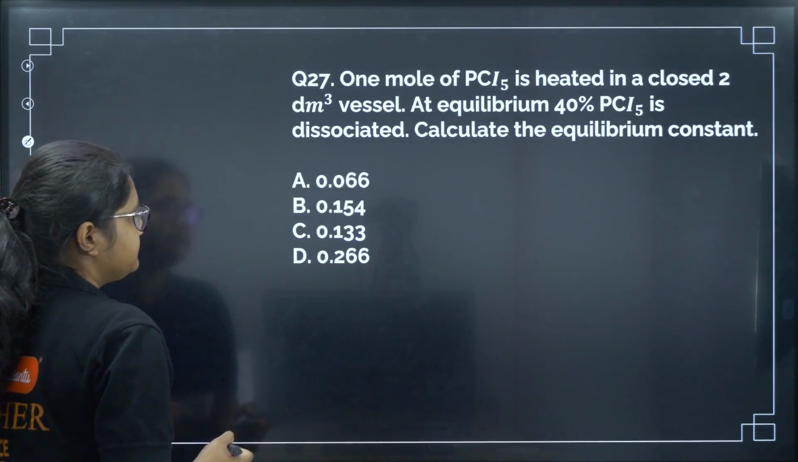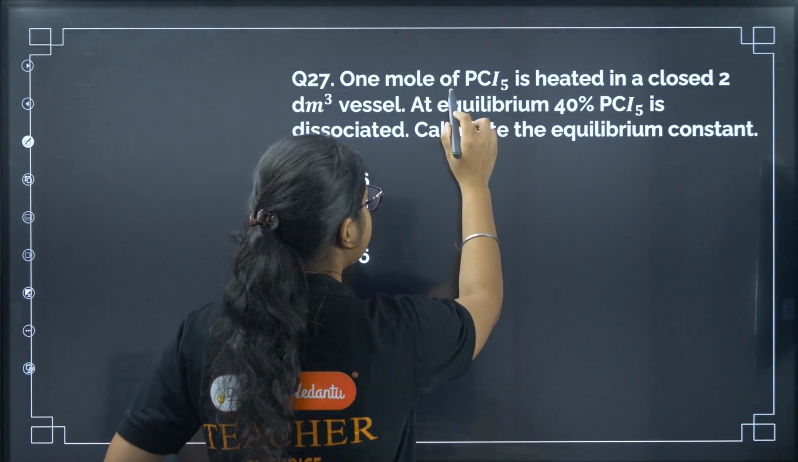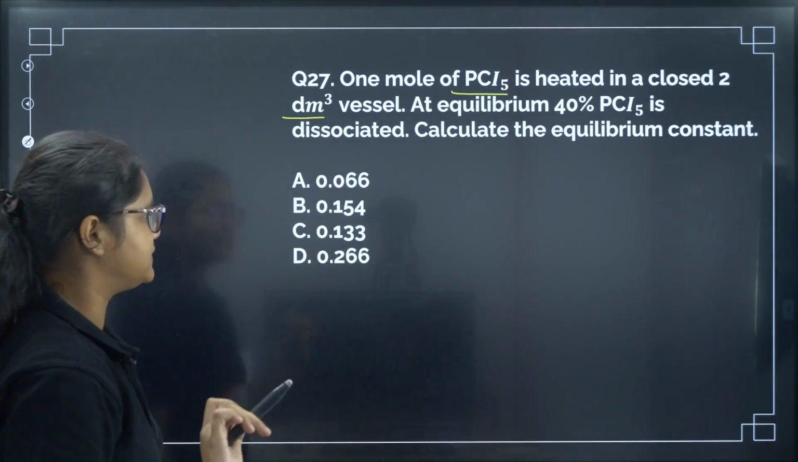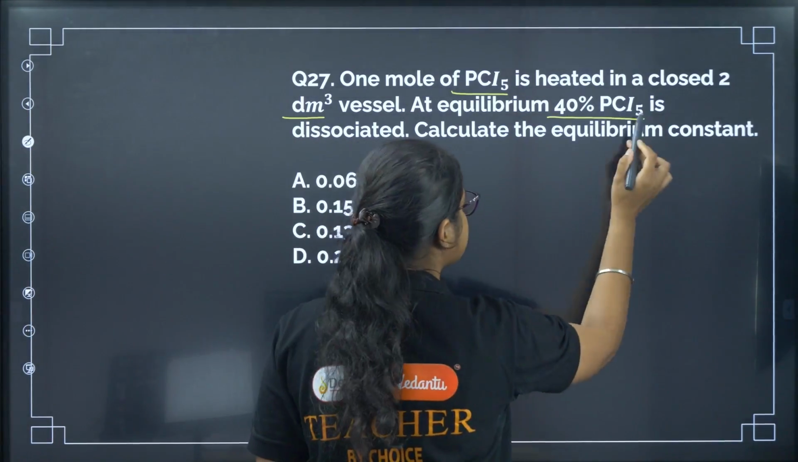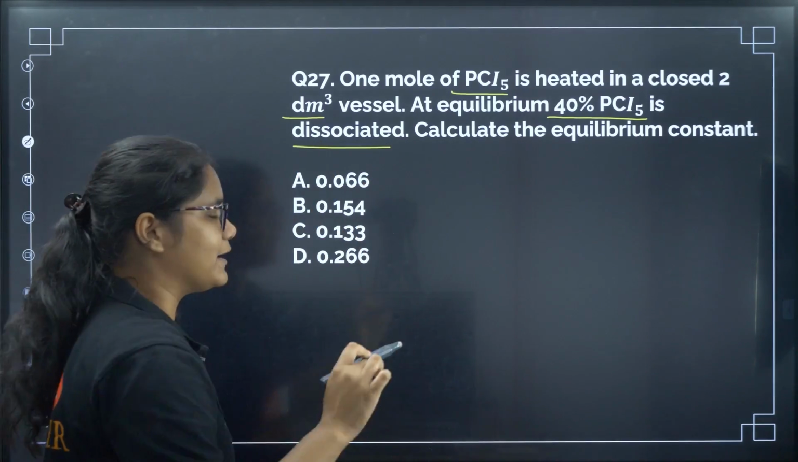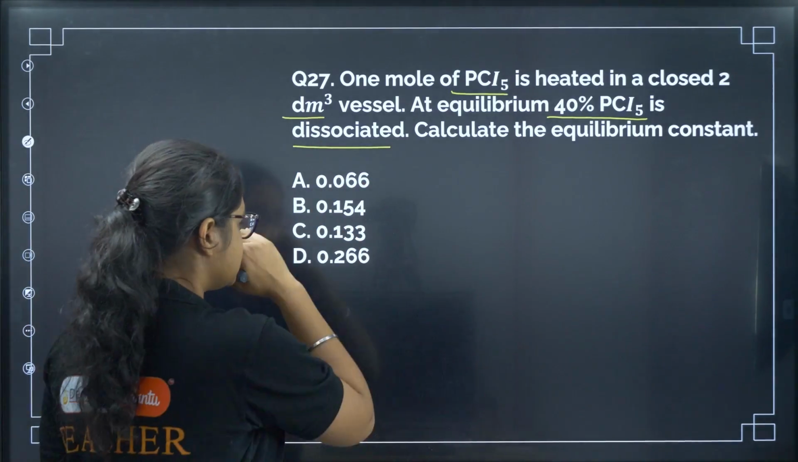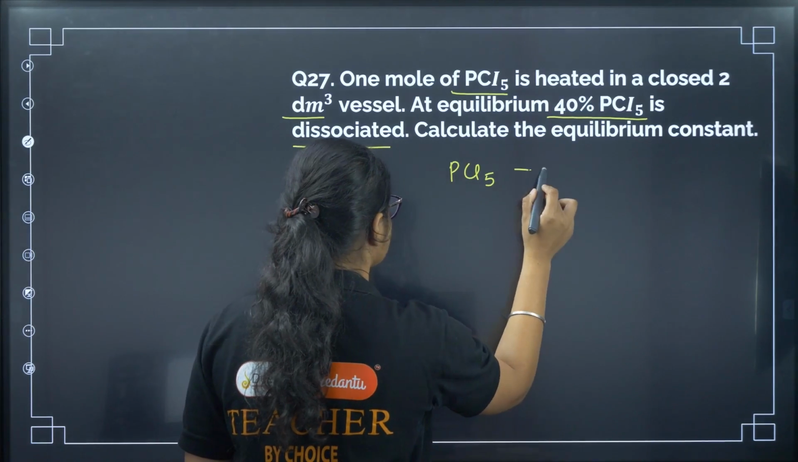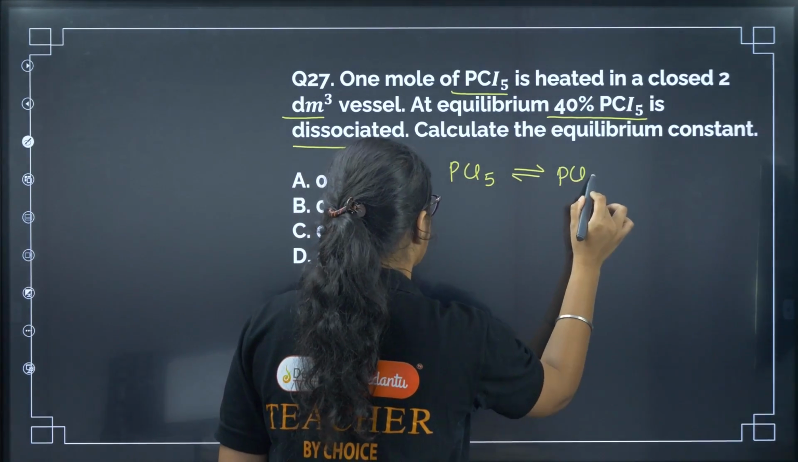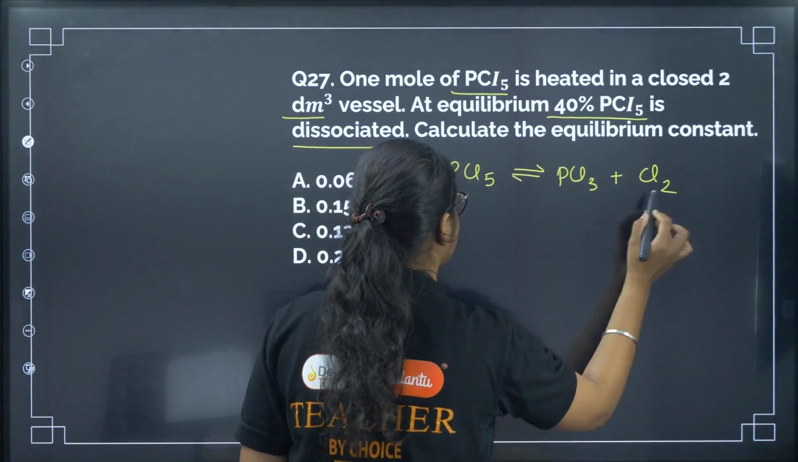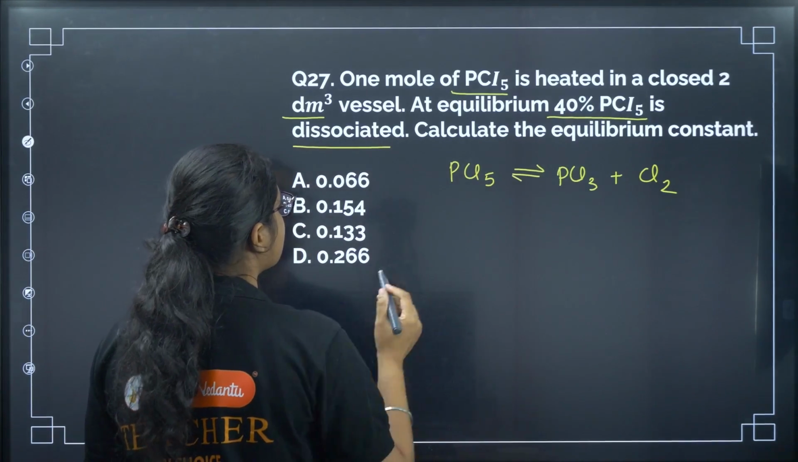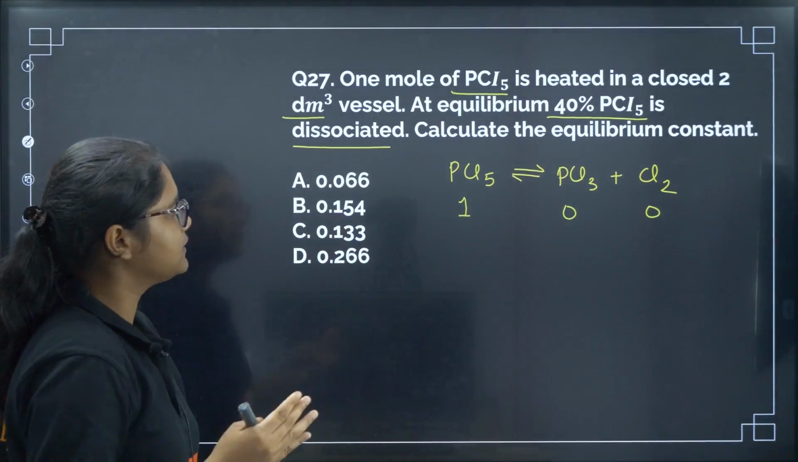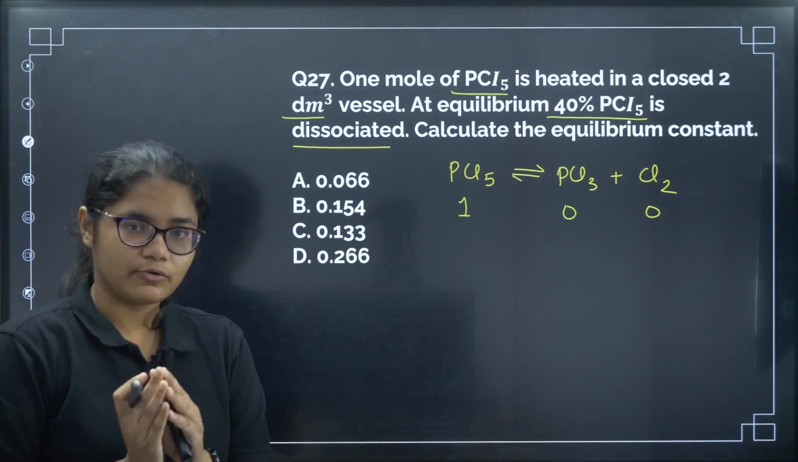Now next question. 1 mole of PCl5 is heated in a closed 2 decimeter cube means 2 liter vessel. At equilibrium, 40% of PCl5 is dissociated. Calculate the equilibrium constant. So now if you see here, PCl5 will dissociate to give you PCl3 plus Cl2. Now this is equal to 1 mole. Okay, initially it was 0. Now 40% has dissociated, means 0.4 has dissociated.